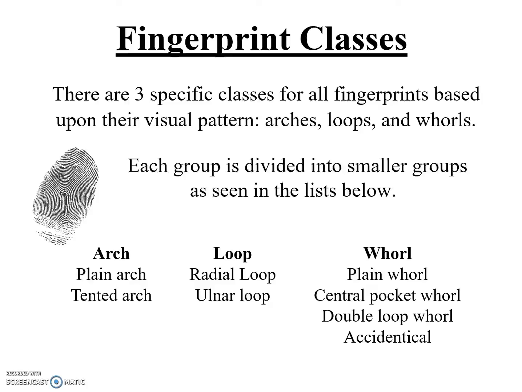Arches, loops, and whorls are separated into two categories, plain arch and tinted arches. Loops are separated into radial loops and ulnar loops. Whorls can be separated into plain whorls, central pocket whorls, double loop whorls, and accidental whorls.